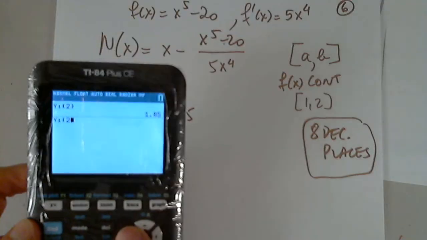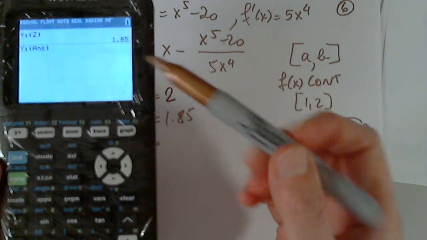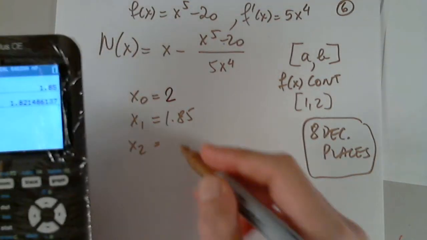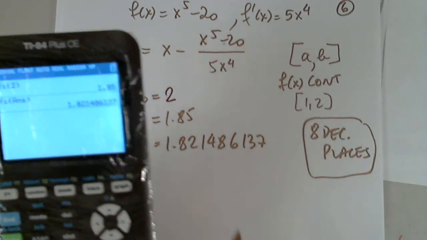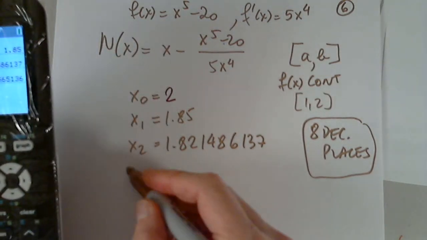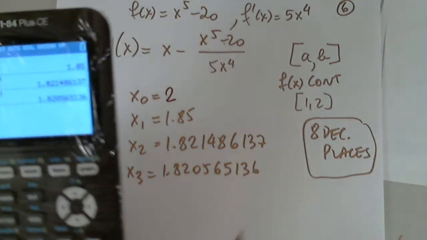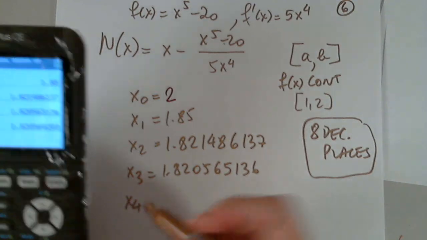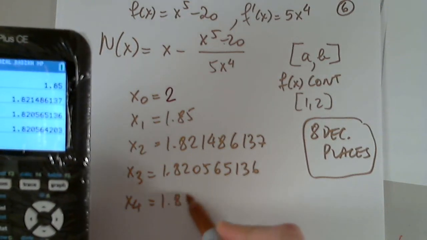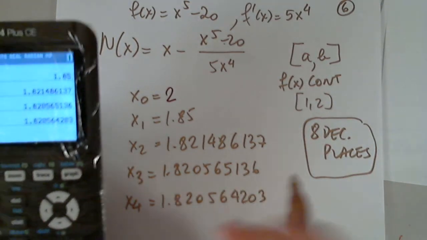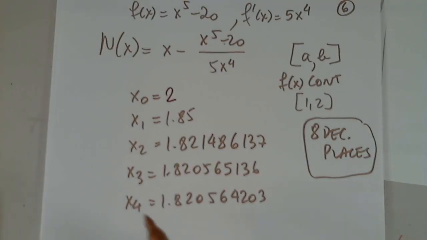And now I repeat, but I replace 2 with the second answer. Second answer is the previous, it recalls the previous answer, and I press enter, and I get 1.82, 1.486137. I repeat, I don't have to write anything. X sub 3, 1.820565136. And x sub 4, do they repeat 6 of them? 24, nope, not yet, 1.820564203. Probably the last one is that one. Yeah, that's it. So it converged in 4 steps.